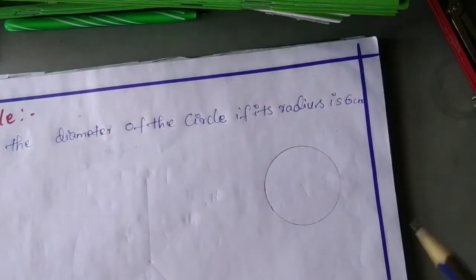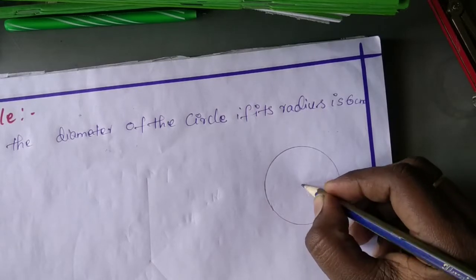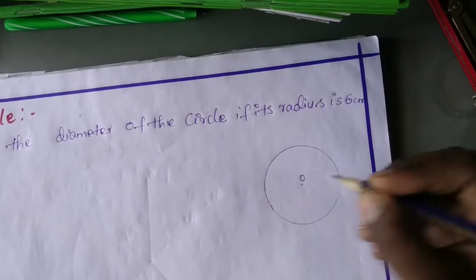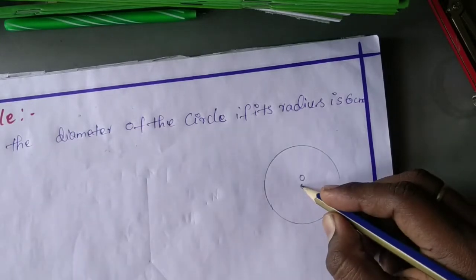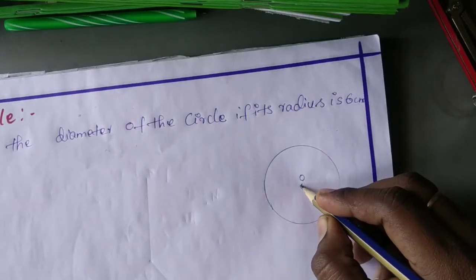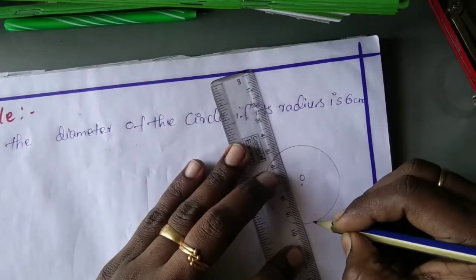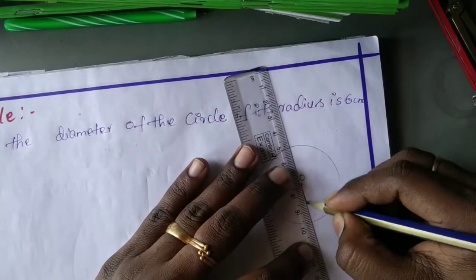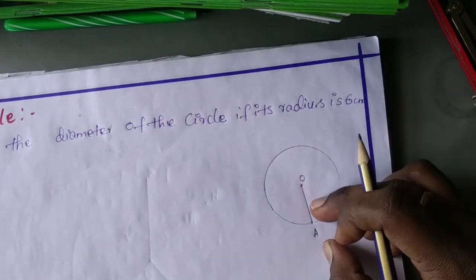Already we have seen before, every circle has a center. Okay, so mark it as O. So radius means from the center to, what is radius, ma? From the center to any point on the circle is called radius. Like here, any point is called what, ma? Radius. We can take this point as A. So OA is the radius.